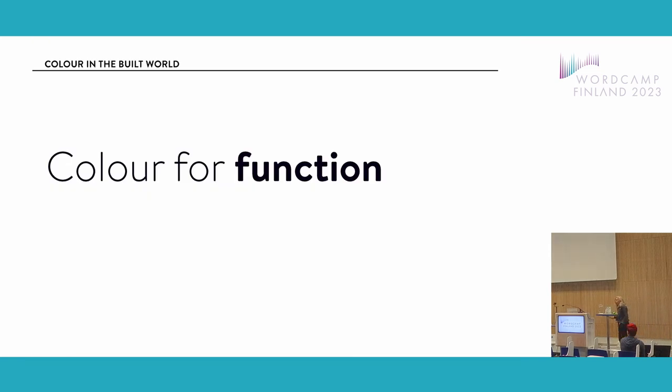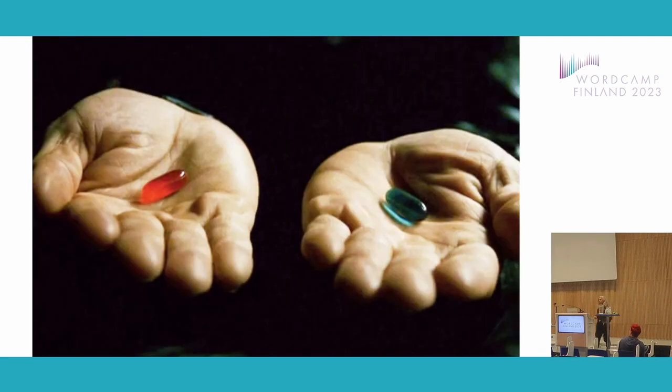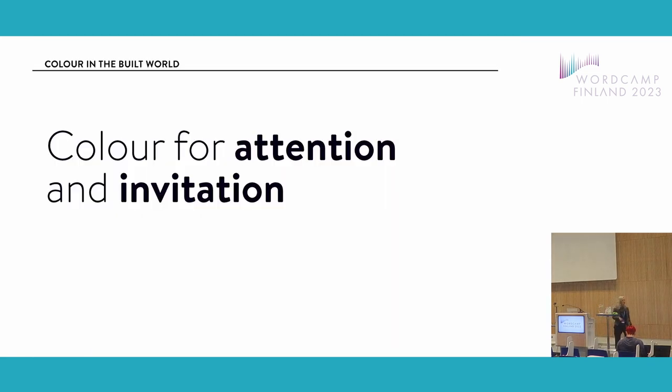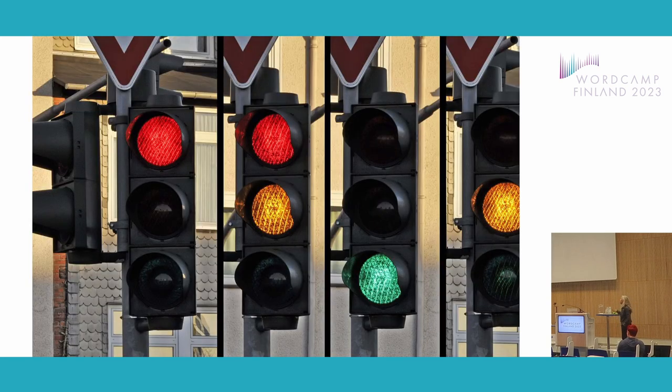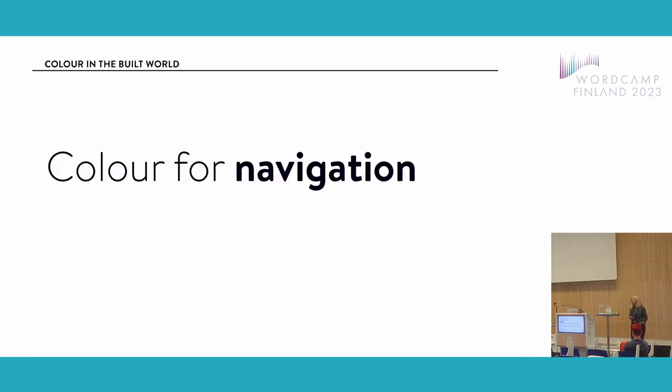What happens in the built world? How do we use color? Color also indicates function for us. For instance, a red pill and a blue pill can take you to two completely different places. Then we also use color for attention as well, just like in nature, and for invitation. This is one of the few ways in which color is used globally in the same way. With traffic lights, red is for stopping, yellow is for caution, and green is for you can go now, free.